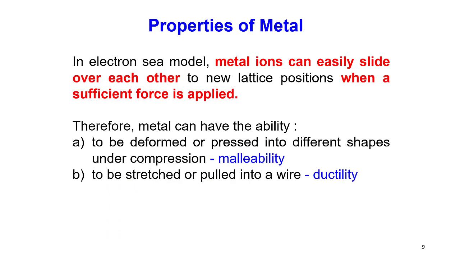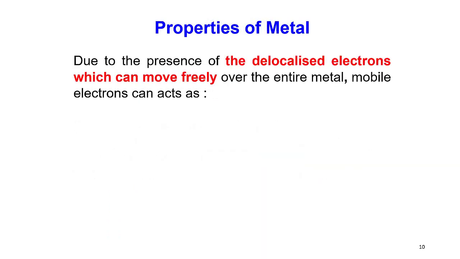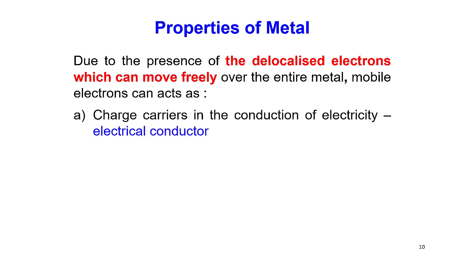Due to the presence of the delocalized electrons, which can move freely over the entire metal, mobile electrons can act as charge carriers in the conduction of electricity. Electric wires in our home are made of aluminium and copper. They are good conductors of electricity. Electricity flows most easily through gold, silver, copper, and aluminium. For example, copper wires are used in electrical appliances, while aluminium is cheaper, generally used for making electrical cable.